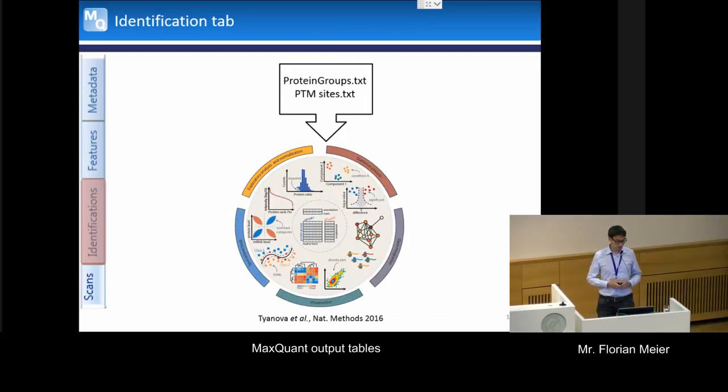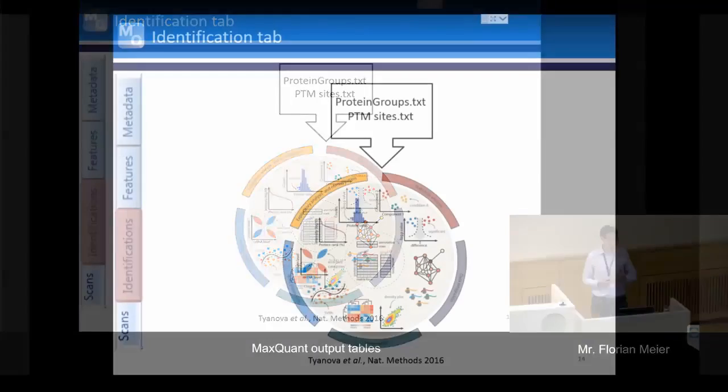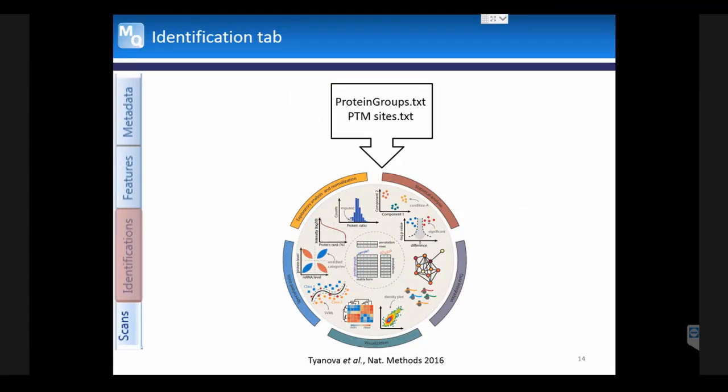So the conclusion from this tab, from the identifications tab, is that these are most likely going to be the two tables that you most of the time put into Perseus, and then you can do all of the bioinformatics post-processing that you now learned through the last 4 days. I mean, you can calculate differences between your samples, you can calculate the circadian rhythms of your proteins. So this is all contained in those two tables.